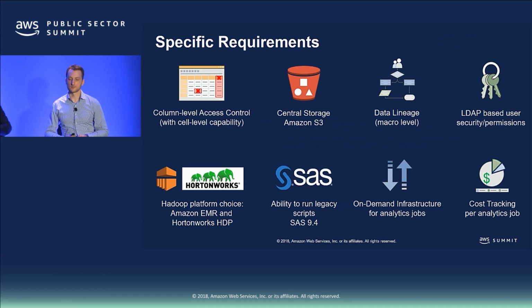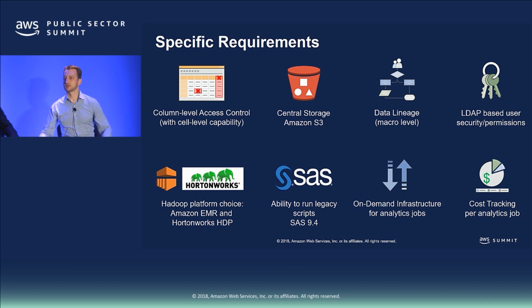The first one is column-level access control with cell-level capability. I'm sure you're all familiar with column-level access control. This is when you lock down the whole column for access to a very particular user or maybe a group of users. Cell-level capability would mean that you would lock down a particular cell within that column. This means that if this is the social security number of the president, for example, you would want to lock down that access because it's very sensitive.